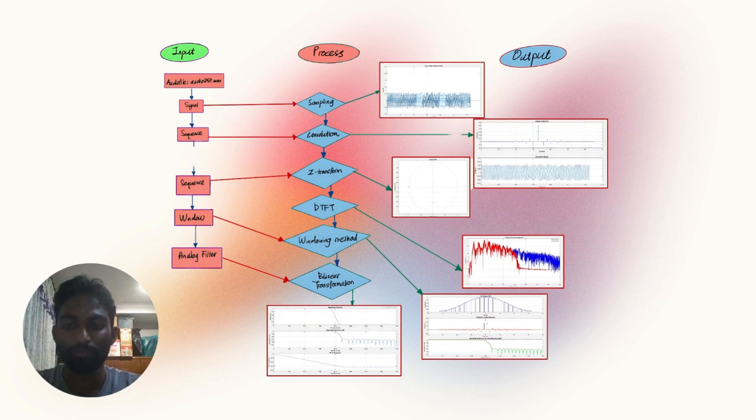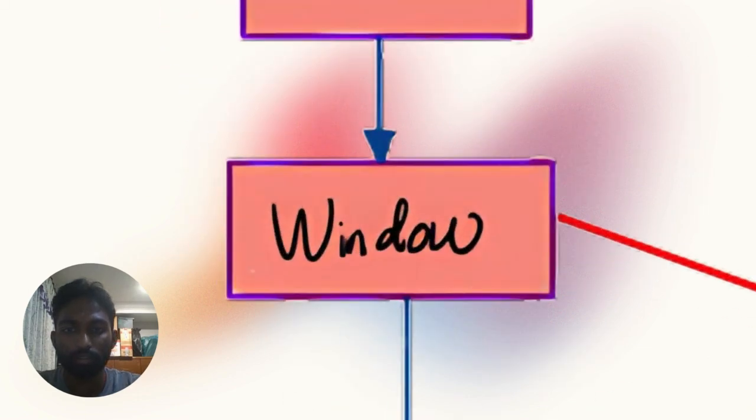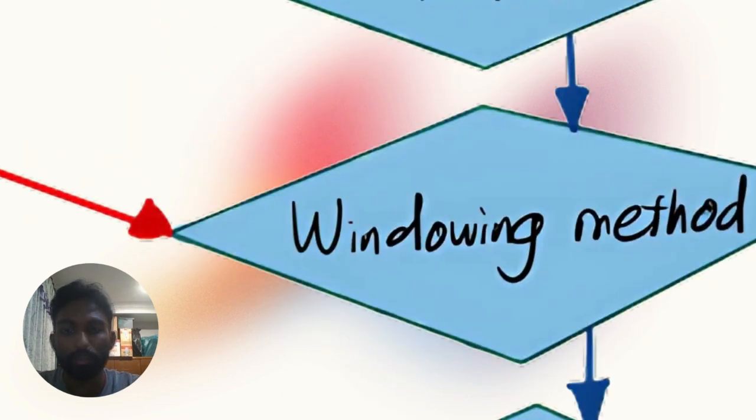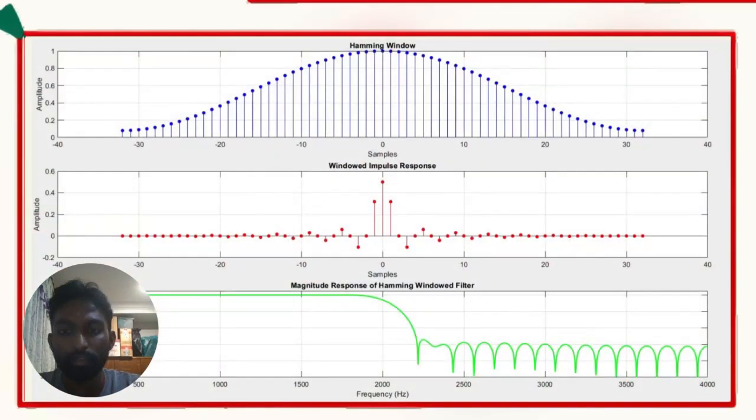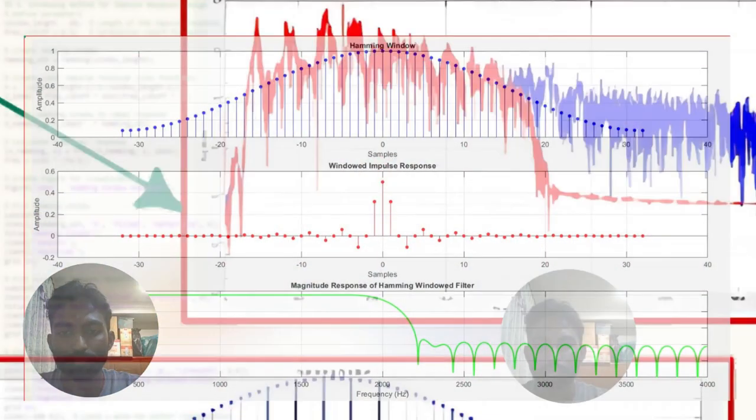Hi, I'm Naveen Kumar and I'll be presenting about the windowing method. This is our input, and the process that we did here is called the windowing method. And this is our output. So this is our code for our windowing method.